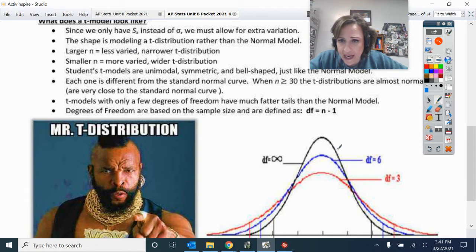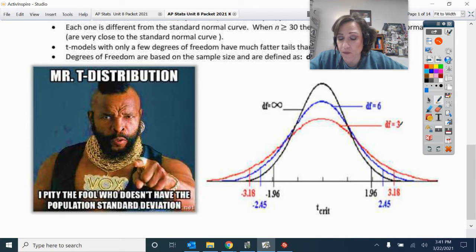So look at this black curve here. You can see that it has degrees of, and we don't know what this thing called degrees of freedom is yet, and we'll talk about that. But it has degrees of freedom infinity, and we'll talk about what that means in a second. Once the sample size gets to infinity, then that's basically going to be comparable to your normal model. Okay. If they were smaller, then they are more varied.